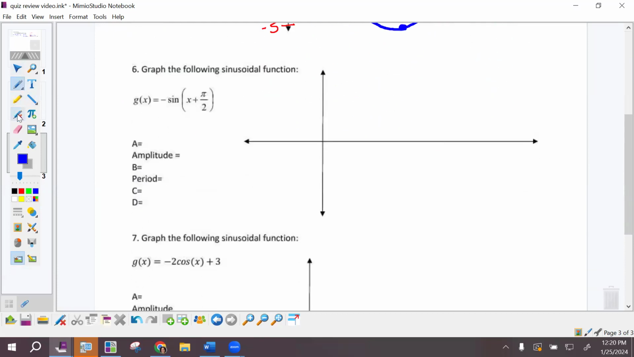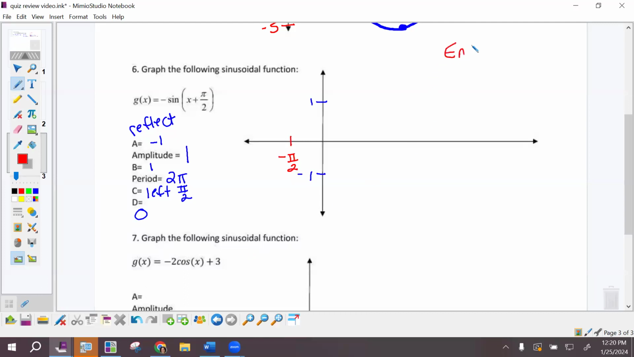All right, for 6, the A value here is actually -1, but the amplitude is 1. This negative means there's a reflection. So I'm going to write that so I don't forget to actually reflect the graph. B value is 1, which means the period is 2 pi. I actually have a C value now. That's to the left, pi over 2, and there's no midline change. So our starting X value is negative pi over 2.